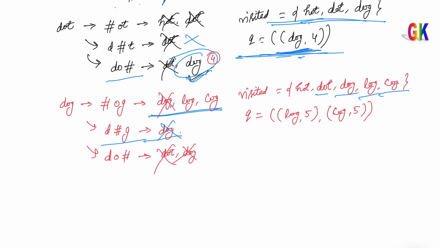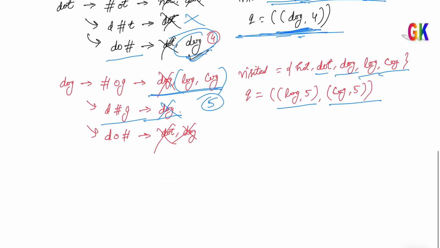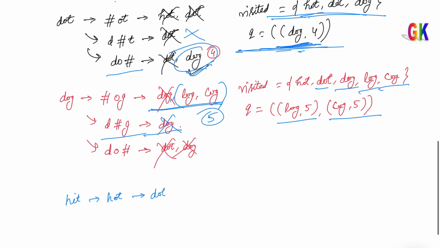So now these 2 words have come, so we will push both words inside this queue, log 5 and cog 5, because this is the fifth state. Okay, this is the fifth word now. From hit to hot, see, first hit, then hot, then dot, then dog, and then here it has come, log and cog.